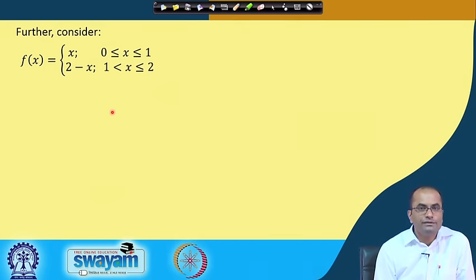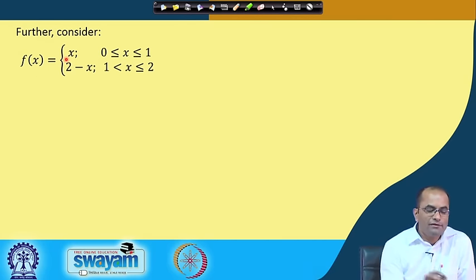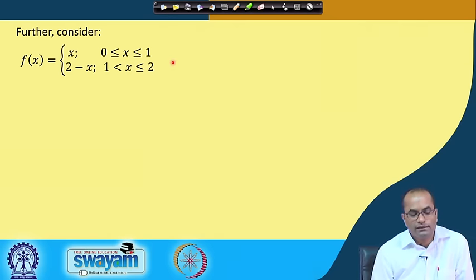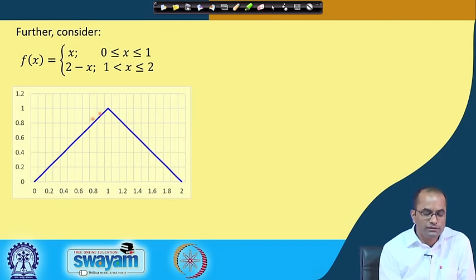Another example: if we take f(x) equal to x in the range 0 to 1 and 2 minus x in the range 1 to 2. Again, a similar situation. One can easily plot this function and one clearly sees that at this point 1 the function is not differentiable.